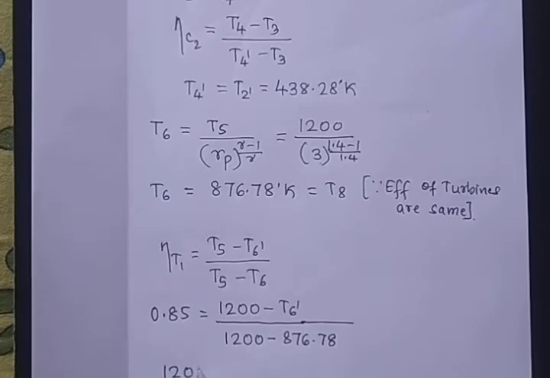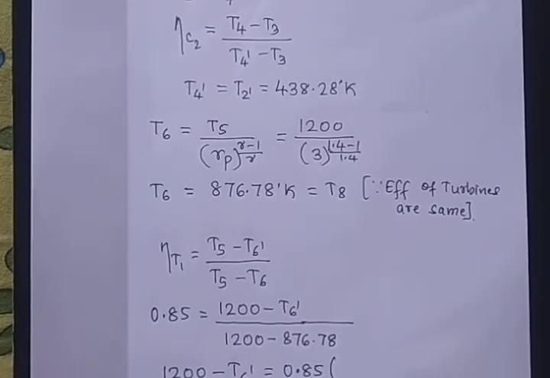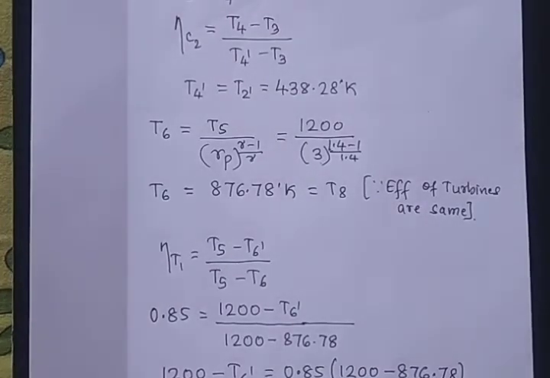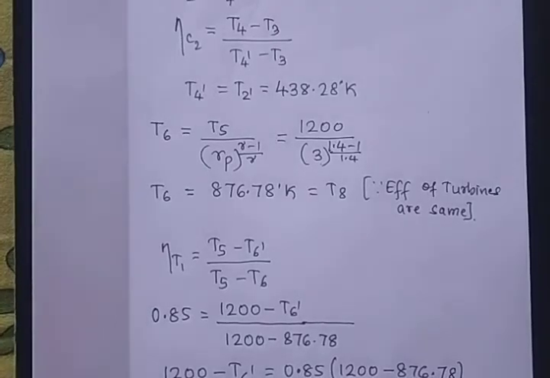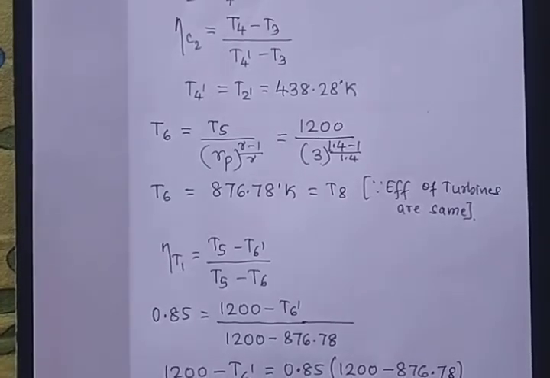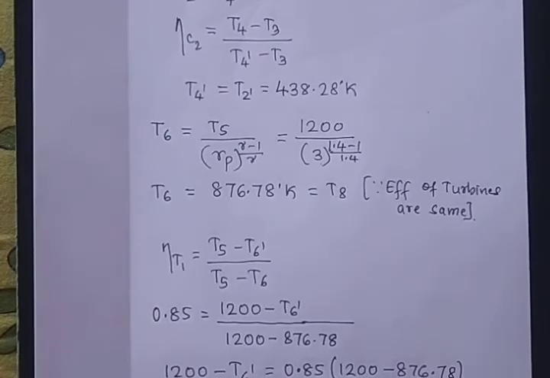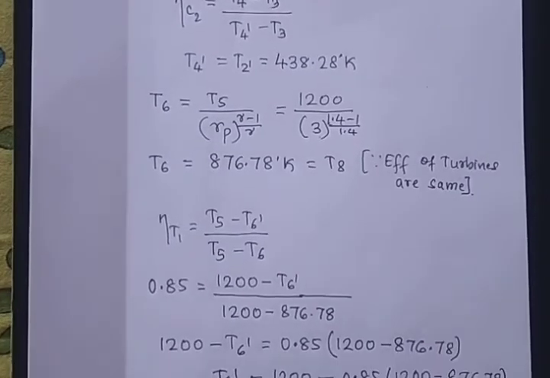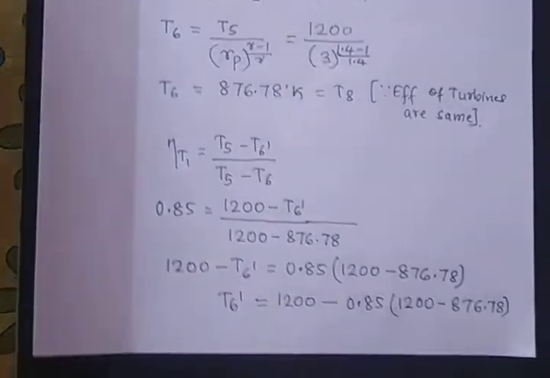So 1200 minus T6 dash will be equal to 0.85 multiplied by 1200 minus 876.78. So T6 dash will be equal to 1200 minus 0.85 into bracket 1200 minus 876.78. You can see now.